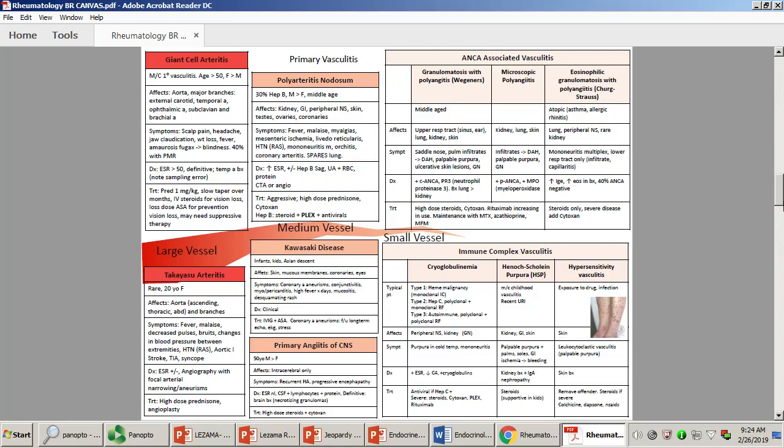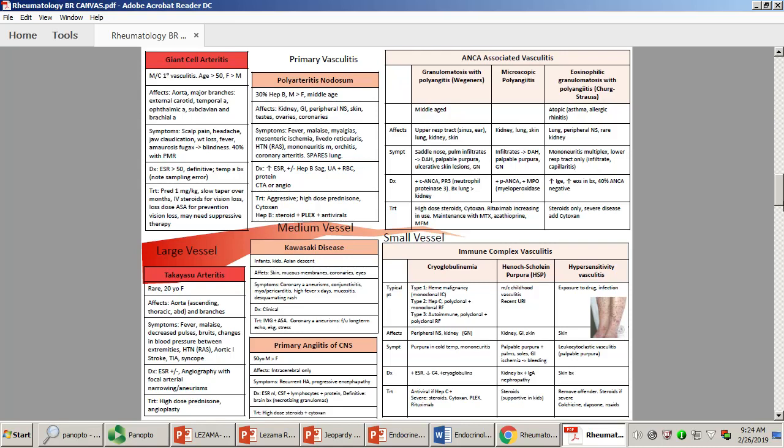It affects the kidneys and the GI, so they oftentimes will complain of abdominal pain because you can get the mesenteric involvement seen on angiography. Specifically, in the peripheral nervous system, they oftentimes get a mononeuritis multiplex. You can get skin, testicular involvement, ovarian involvement, and coronaries, of course.